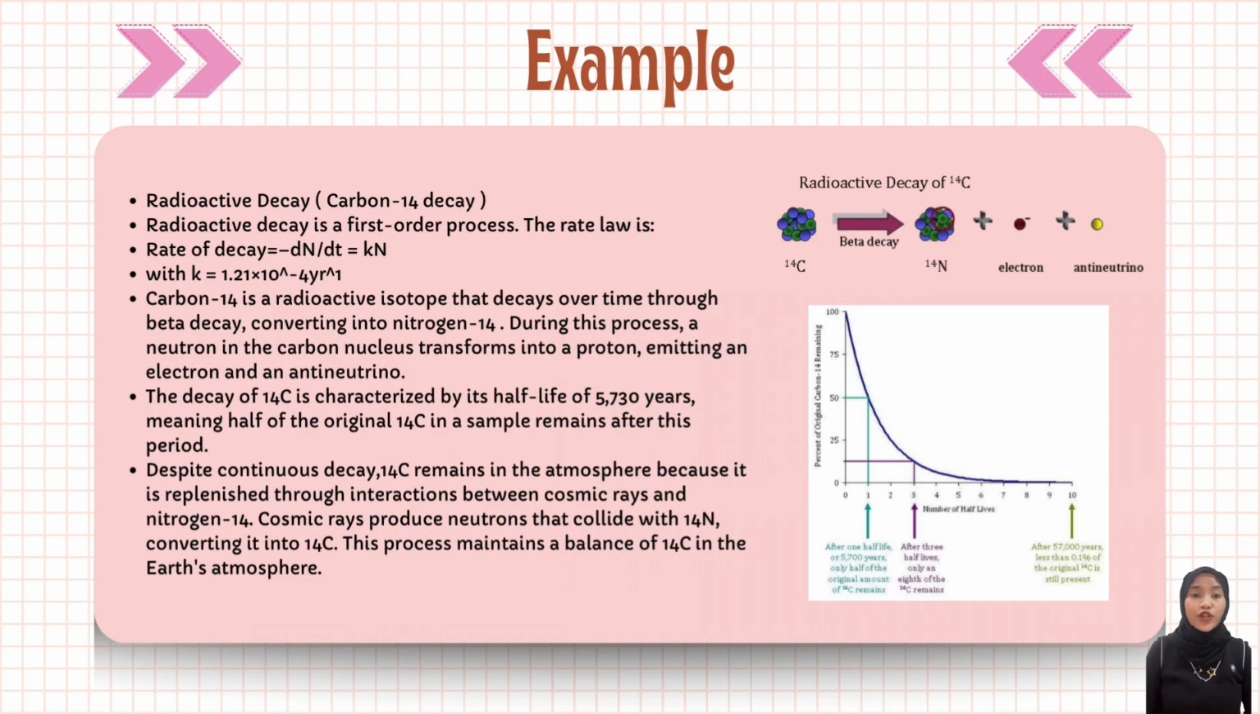During this process, a neutron in the carbon nucleus transforms into a proton, emitting an electron and an antineutrino. The decay of carbon-14 is characterized by its half-life of 5730 years, and despite continuous decay, carbon-14 remains in the atmosphere because it is replenished through interaction between cosmic rays and nitrogen-14, and cosmic rays produce neutrons that collide with nitrogen-14, converting it into carbon-14.